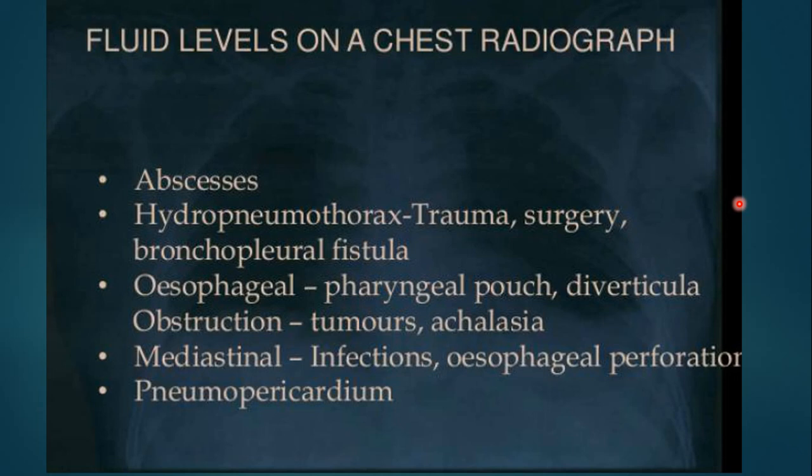So, the causes will be either abscess, hydropneumothorax, for example, due to trauma or surgery or bronchopleural fistula, esophageal or pharyngeal pouches or diverticular obstruction, tumors, achalasia can cause air fluid level in the chest x-ray at the region of the esophagus, I mean. Mediastinal air fluid levels can occur due to infections or esophageal perforation. Pneumopericardium sometimes can show some air fluid levels surrounding the heart. So, the history is the most important thing.